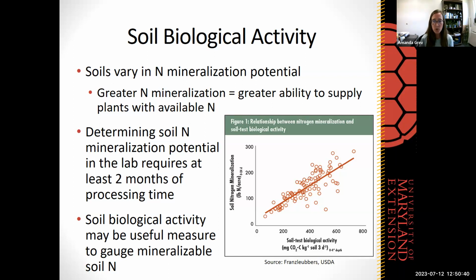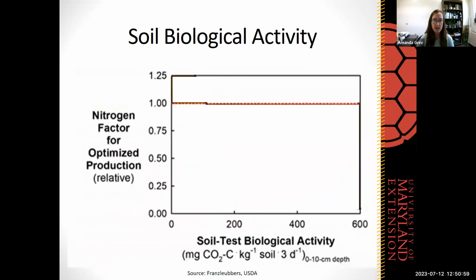So where he's going with this, and where the group is going with this, is if we can measure soil biological activity, and we know our soil is more active, there's more soil biology, we can assume or know that there's a positive relationship between that and the mineralization happening in the soil. And so what they're proposing is, this is our standard when we think about nitrogen application rates. We want to optimize production, right?